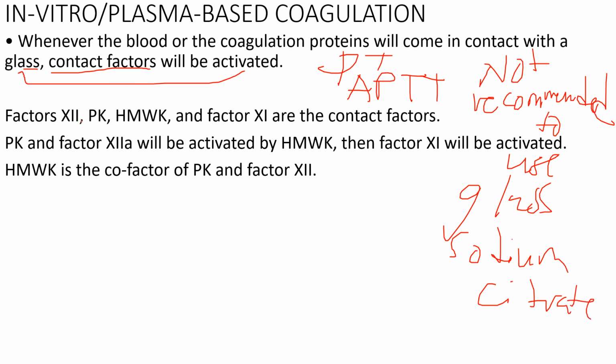Now, these contact factors would include factor 12, prekallikrein, high molecular weight kininogen, and factor 11. PK and activated factor 12 will be activated by high molecular weight kininogen, followed by factor 11, which will also be activated. High molecular weight kininogen is the cofactor of prekallikrein and factor 12.